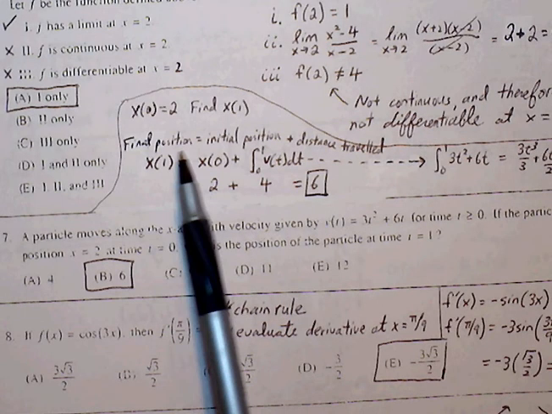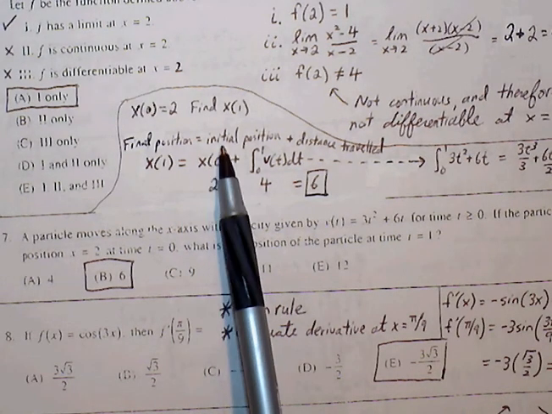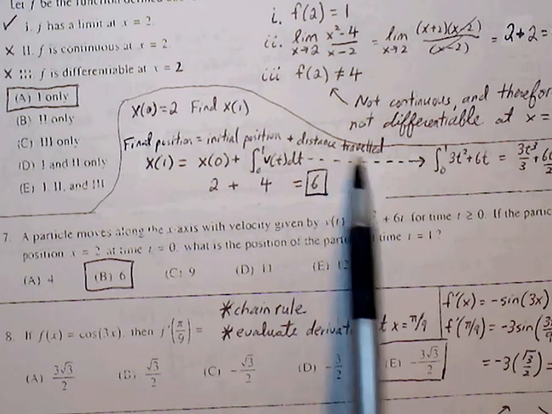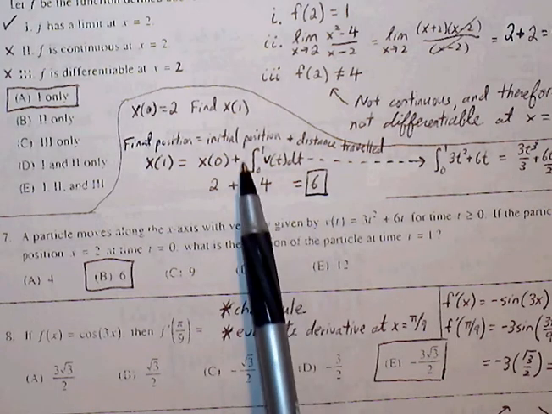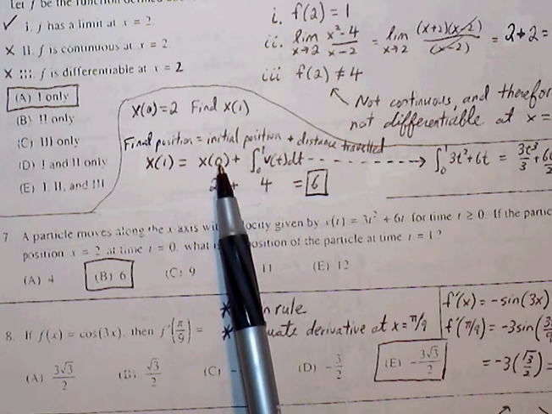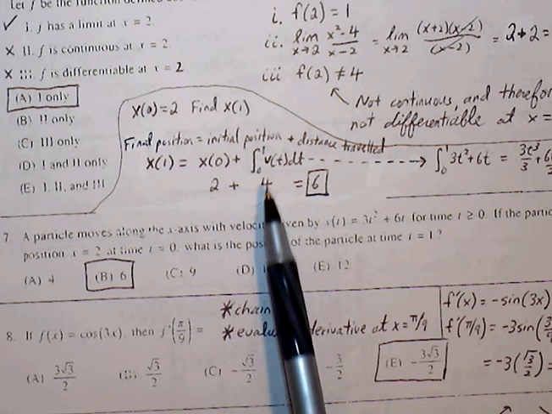If I want to find my final position, I need to start with my initial position plus the accumulation of distance traveled. So the accumulation of distance traveled is simply going to be the definite integral of v of t dt from 0 to 1, because my starting position is at x of 0. So x of 0 is 2.